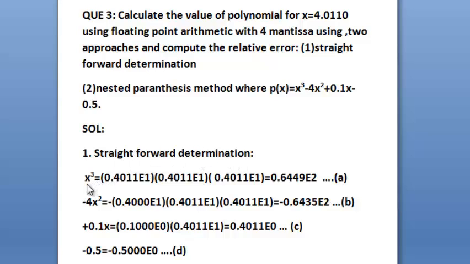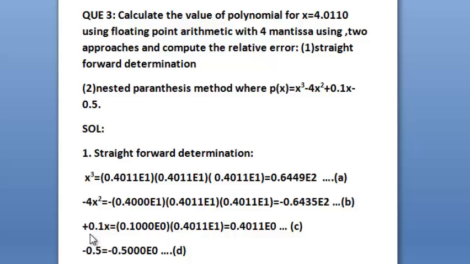Here our solution is, first we'll use the straightforward determination method. In this method we first compute the first term, x cube, and putting the value of x 3 times we get 0.6449 E2. This is our A equation. Now calculating the second term, minus 0.4000, and putting the value of x 2 times we get minus 0.6435 E2. This is our B equation.